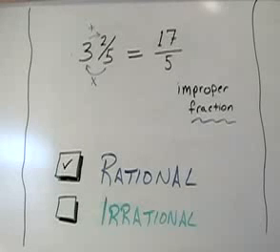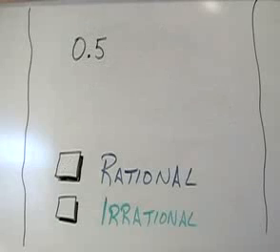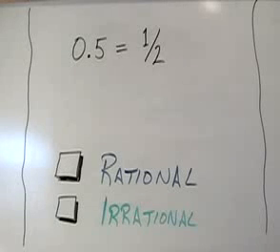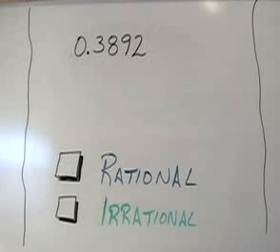Now let's take a look at a decimal. 0.5. Hopefully this is one you recognize. This is equal to a half. This is a rational number. Now what about a decimal that we don't recognize? Let's look at 0.3892. First, let me show you a way to turn any decimal into a fraction.